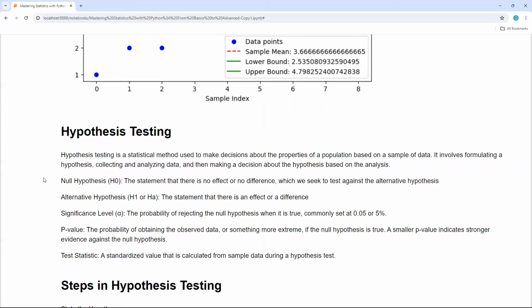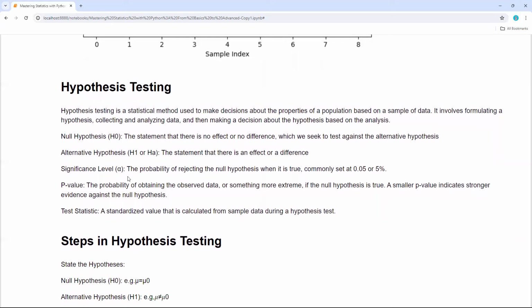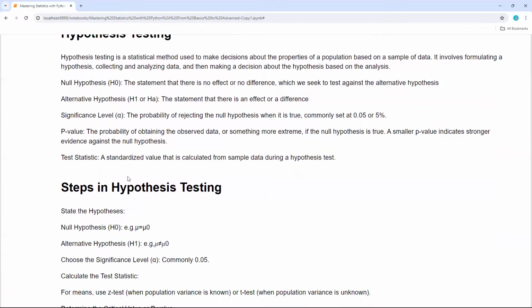And that is where we will use the significance level alpha, the probability of rejecting the null hypothesis when it is true, commonly set at 0.05 or 5% significance level. And we will also calculate the p-value. P-value is nothing but the probability of obtaining the observed data, or something more extreme, if the null hypothesis is true. A smaller p-value indicates stronger evidence against the null hypothesis. Test statistic, a standardized value that is calculated from sample data during a hypothesis test.